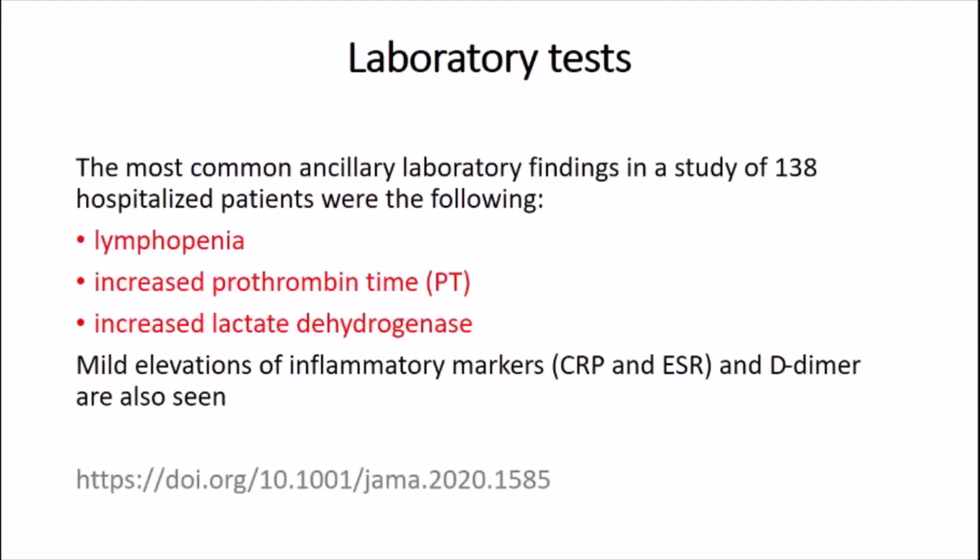Laboratory tests will show lymphopenia, increased prothrombin time, and increased LDH with mild elevations of inflammatory markers such as CRP and ESR, and also elevated D-dimer can be seen.